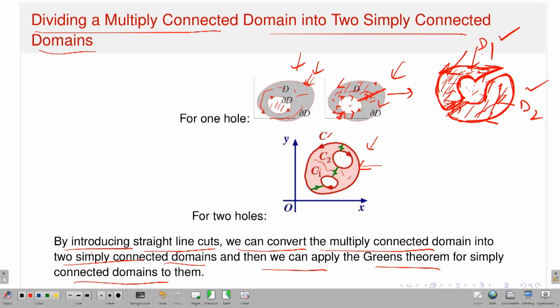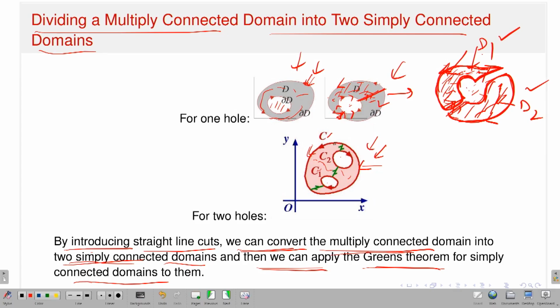So, by introducing straight line curves, we can convert the multiply connected domain into two simply connected domains, then we can apply Green's theorem for the simply connected domain. This is for one hole, and what will happen for a domain with two holes? Again the same thing, as I have already done. I can break it up into two parts. For example, consider this simple closed contour C. I can call this C1 or C2.